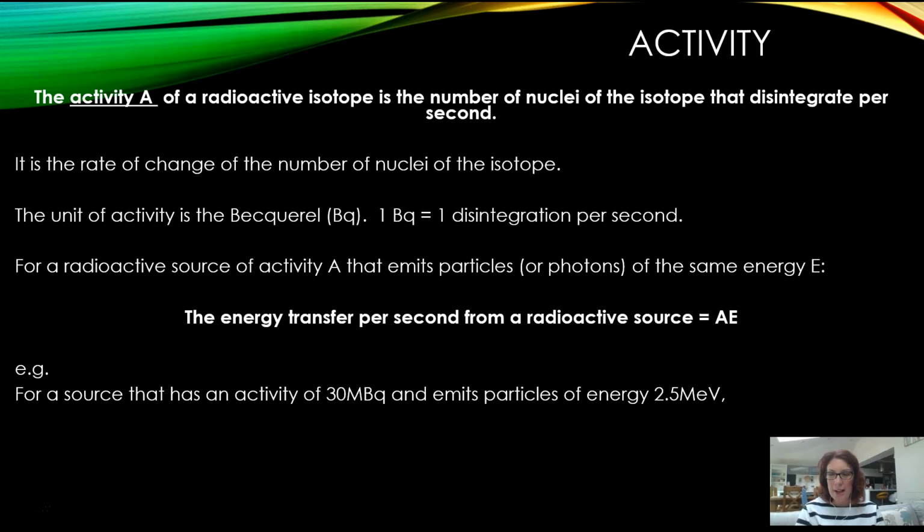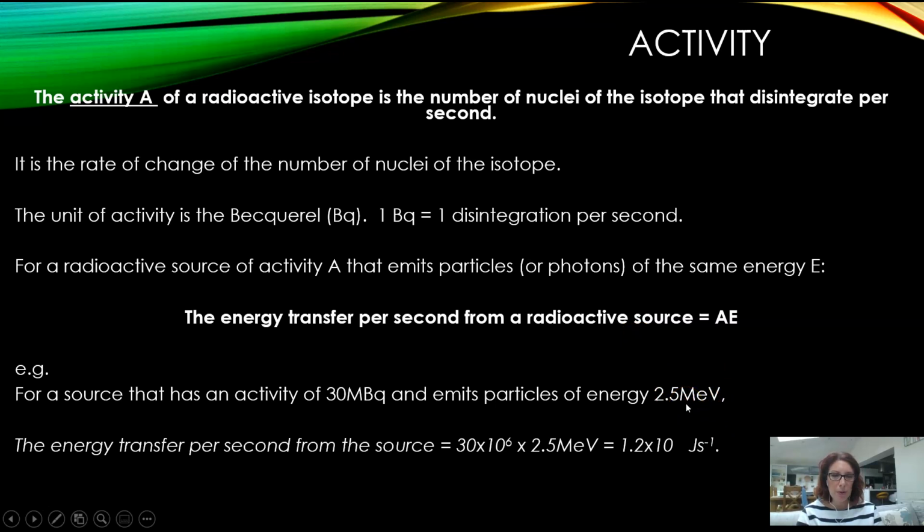For a source that has an activity of 30 megabecquerels, have a look out for this. These units change a lot here, these prefixes, so just keep a look out for them. It emits particles of 2.5 mega electron volts. Look out for this as well, because if you want the energy in joules, you're going to need to convert mega electron volts. So I'm going to calculate how much energy in joules per second we get from this source.